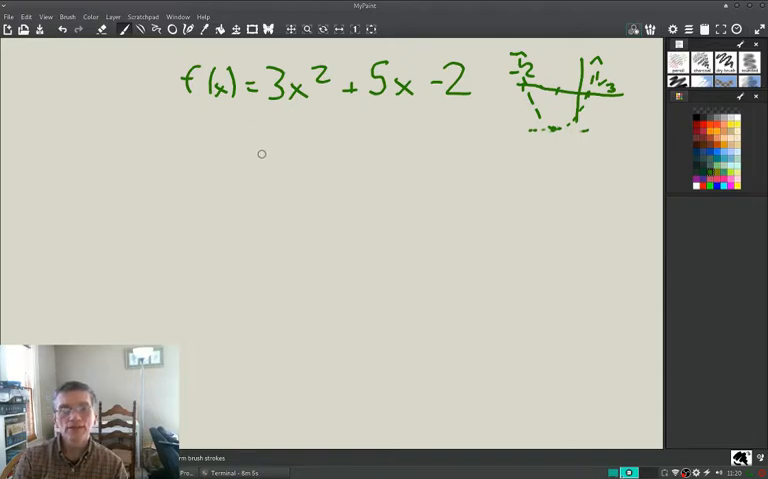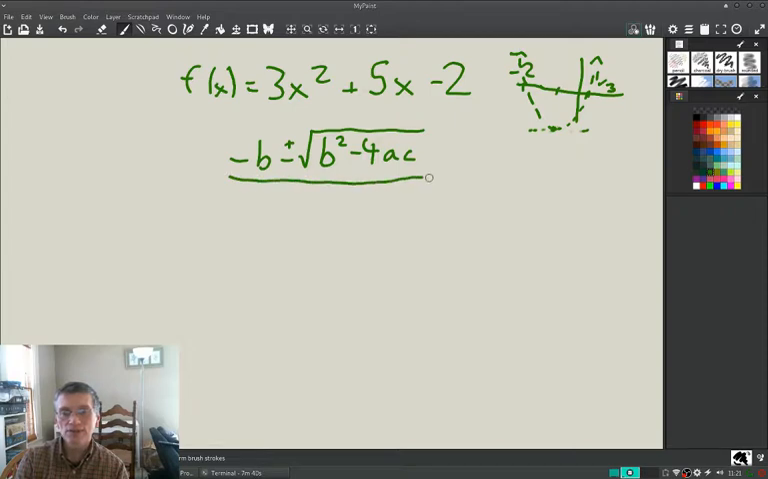Alright, so how do you find the vertex? Well, the formula for the x value of the vertex is really part of the quadratic equation: minus b plus or minus the square root of b squared minus 4ac. I hope you're happy with this plus or minus in here. It means there are two solutions. One is plus the square root, one is minus the square root, over 2a.